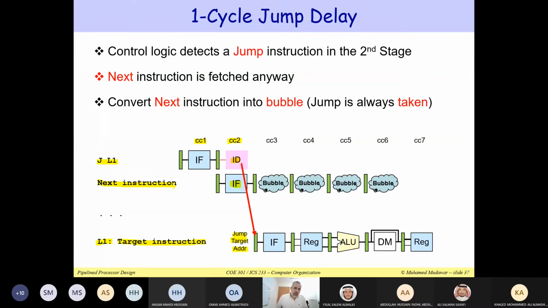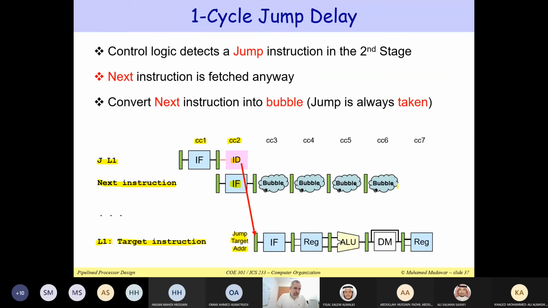So we can always convert the next instruction into a bubble, and therefore there is no harm done. Now we waste one clock cycle, so it's going to impact the performance, but it does not impact the correctness. So the pipeline is correct. The next instruction does not have any impact because we have converted it into a bubble, but we are going to lose one cycle. That's it.